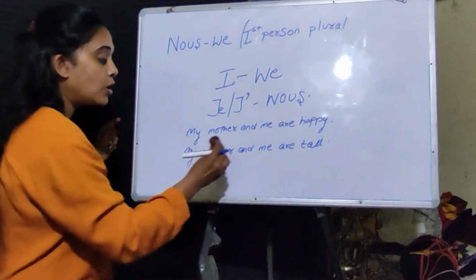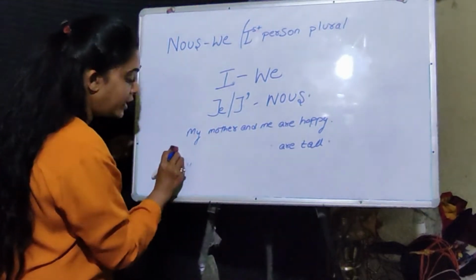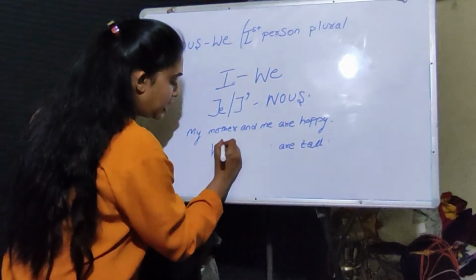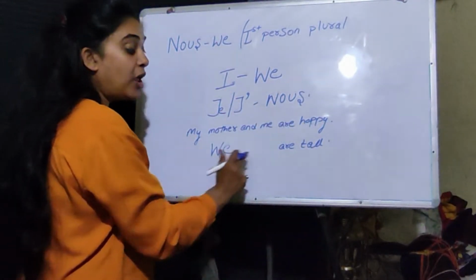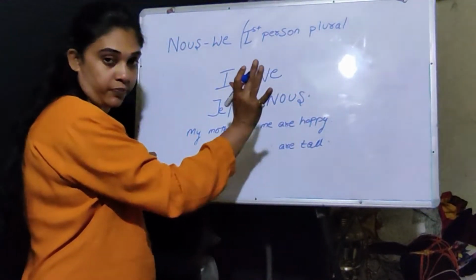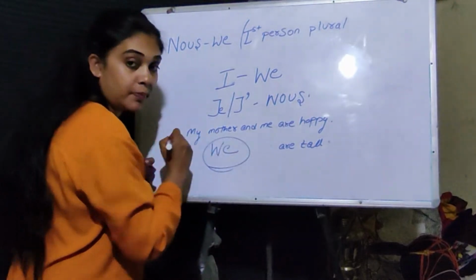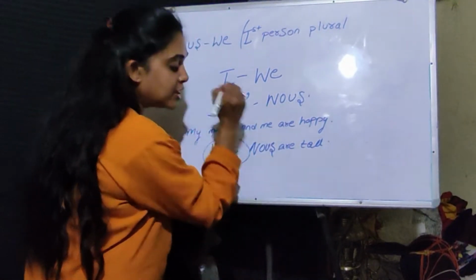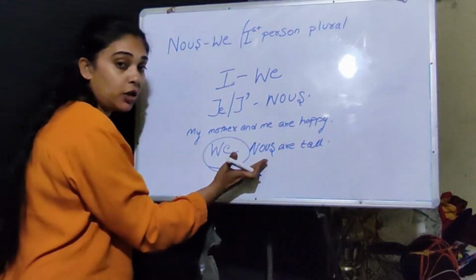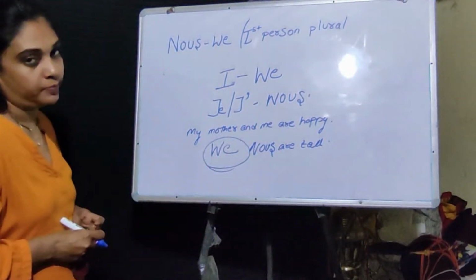How do we replace it? We replace it with "we". In English, my mother and me are happy. We are tall. How to replace "we"? By putting "nous" in French. Nous means we or we all.